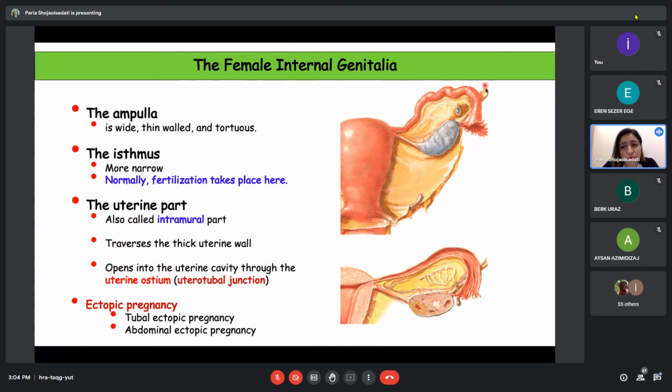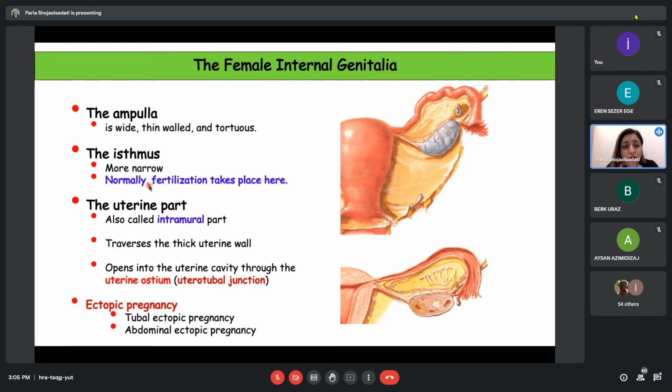After the infundibulum, you can see the ampulla part of the tube, a wide, thin-walled and tortuous part of the tube. Then you can see the narrow part. This narrow part is known as the isthmus. In normal conditions, fertilization takes place in the isthmus or ampulla, or sometimes at the border between them.